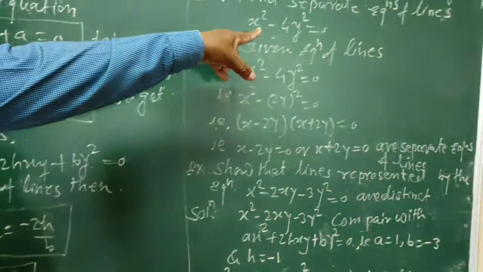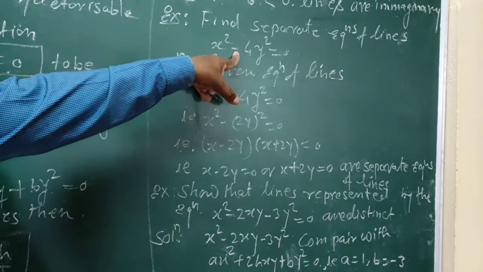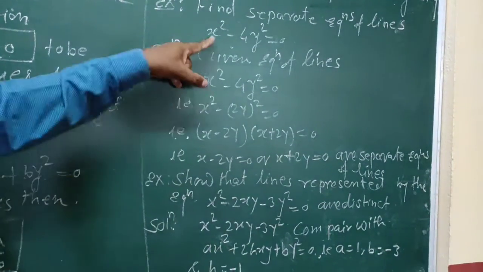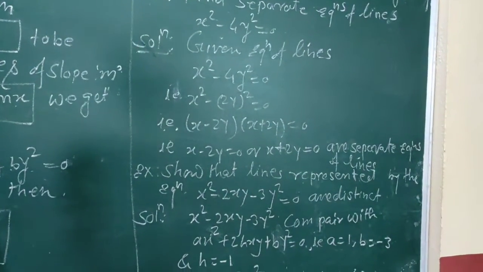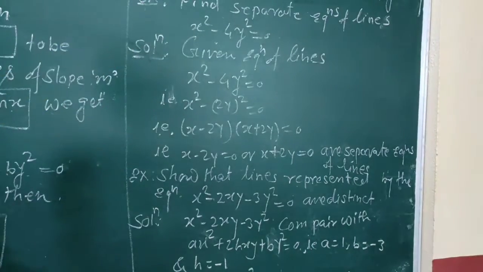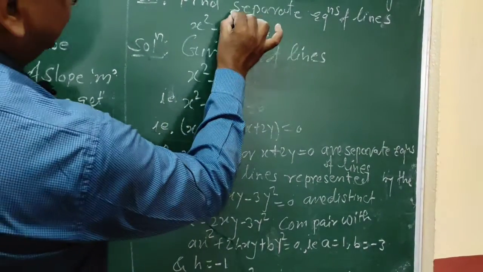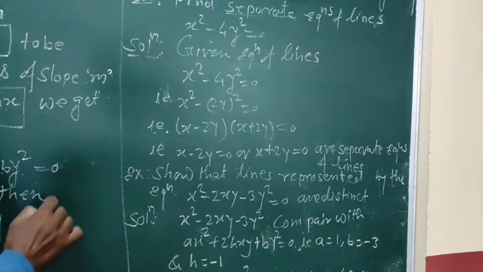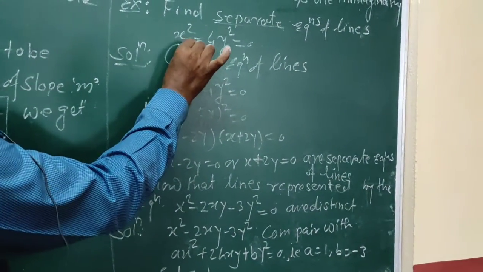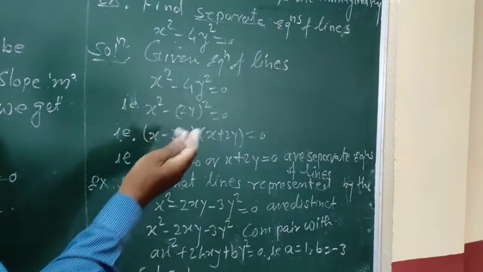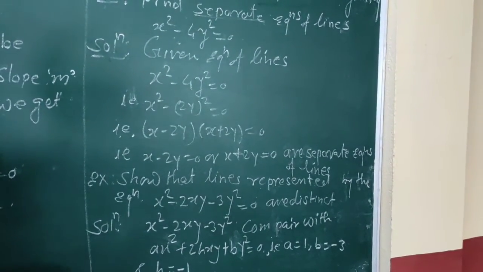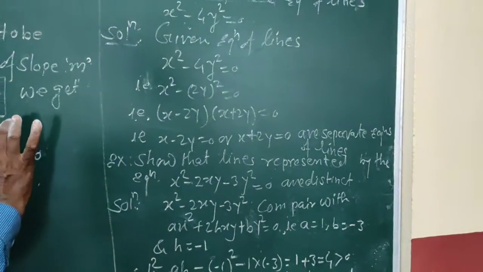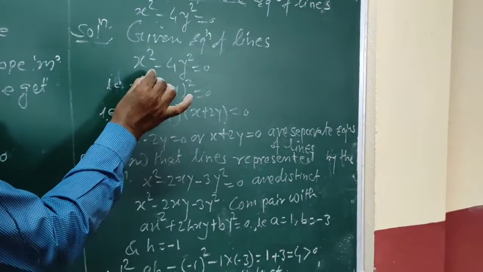So in this equation the h term is absent, and the terms in x square and y square are present, which means definitely it is a combined equation of a pair of lines. Now we try to separate them. We want to find out the separate equations of the lines. We have seen that if the equation is simplified by the simple factorization method, well and good; if it is not, then we use the auxiliary equation. So we try to simplify this equation.